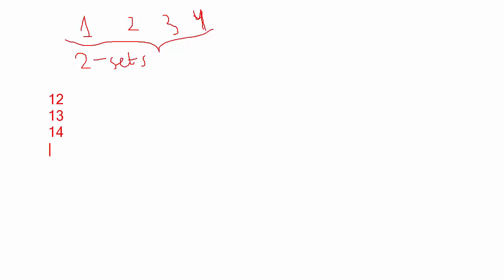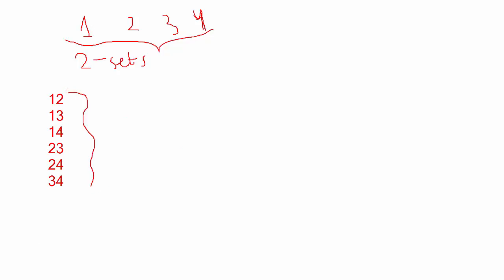So let's try and do the same thing. Let's take 1, 2, 3, 4, and let's make all 2-sets, which means sets of 2 elements out of these numbers. Can someone help me out? We don't care about the order, so you can do it. 1 2, 1 3, 1 4, 2 3, 2 4, 3 4. And that's all of them, right? Yeah, it's quite simple.